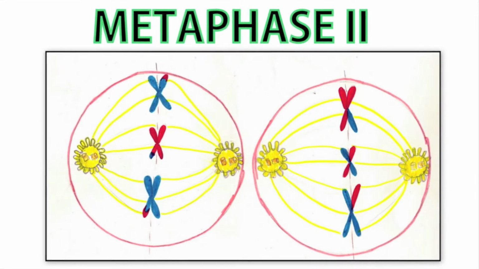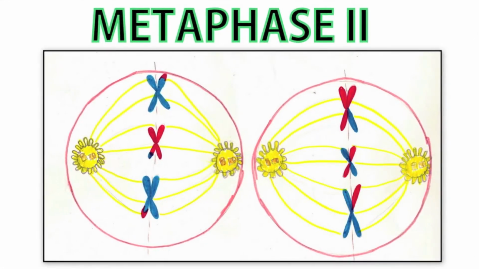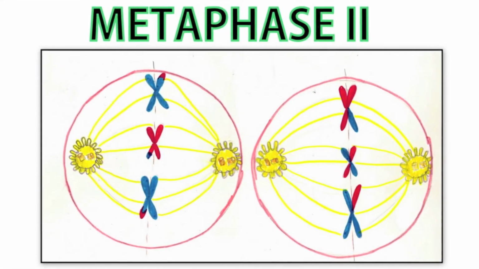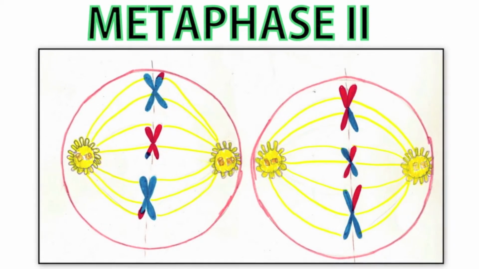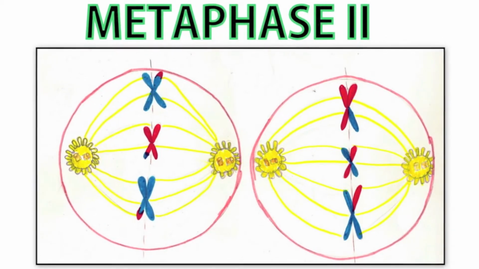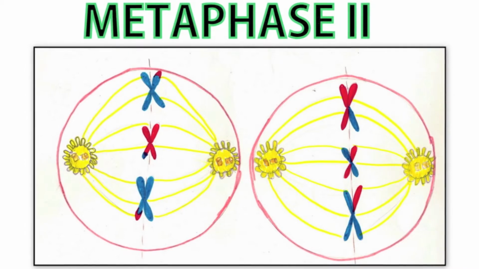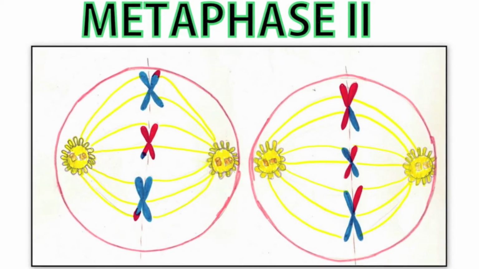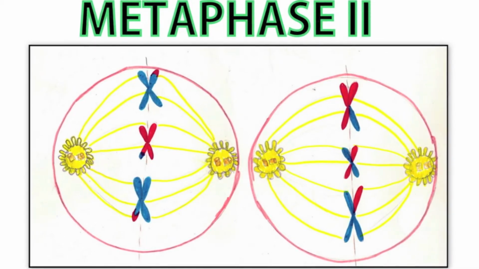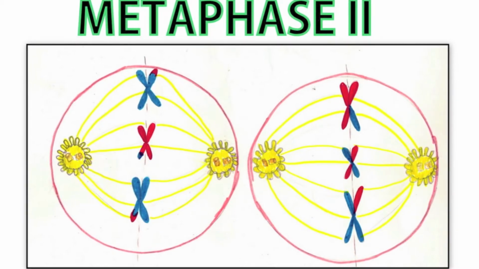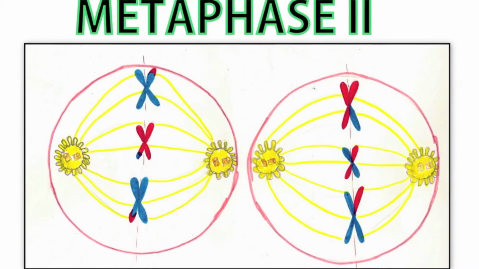In metaphase 2, in each of the two daughter cells produced by the first meiotic division, the spindle again draws the chromosomes to the metaphase plate. This time, unlike metaphase 1, the two kinetochores of each centromere bind to spindle fibers from opposite poles. The chromosomes line up single file at the metaphase plate at the cell center.